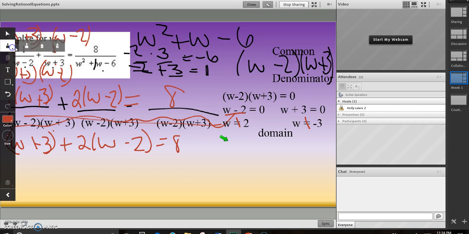Let me highlight that. W cannot equal 2, and W cannot equal negative 3. That's our domain.